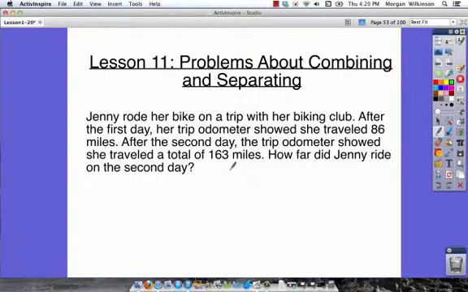Lesson 11 is dealing with problems about combining and separating. The first question that we're going to look at is a word problem, so read carefully as I read aloud.